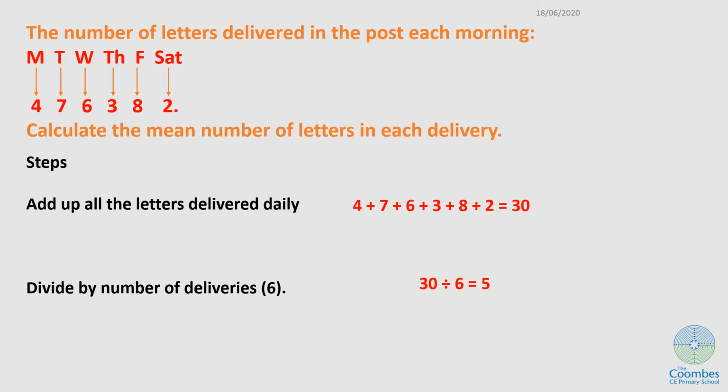Now the first step is to add up the number of deliveries daily. And if you add that up, you end up with 30. Now, how many deliveries were made? If you count them, that's 1, 2, 3, 4, 5, 6. So you have to divide the total 30 by 6 to get a mean of 5.